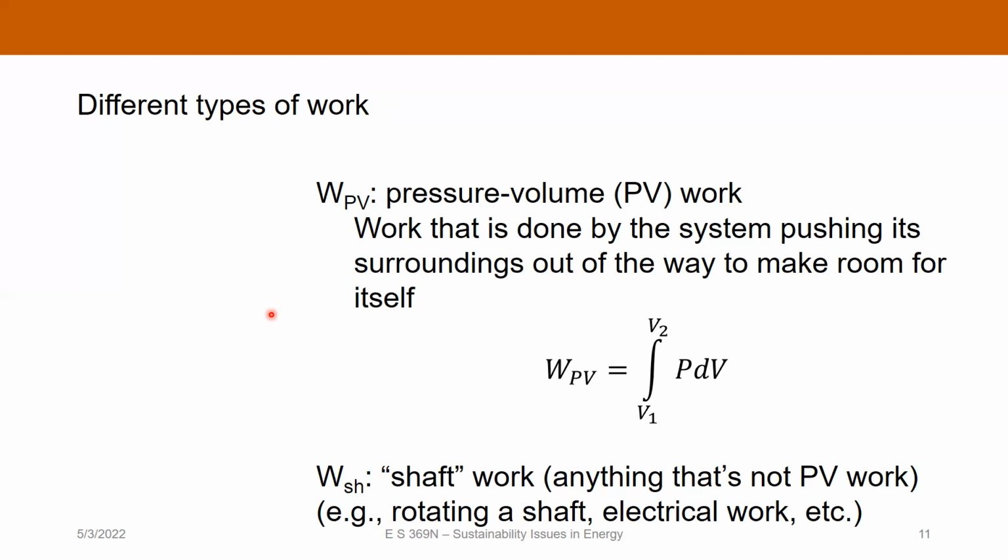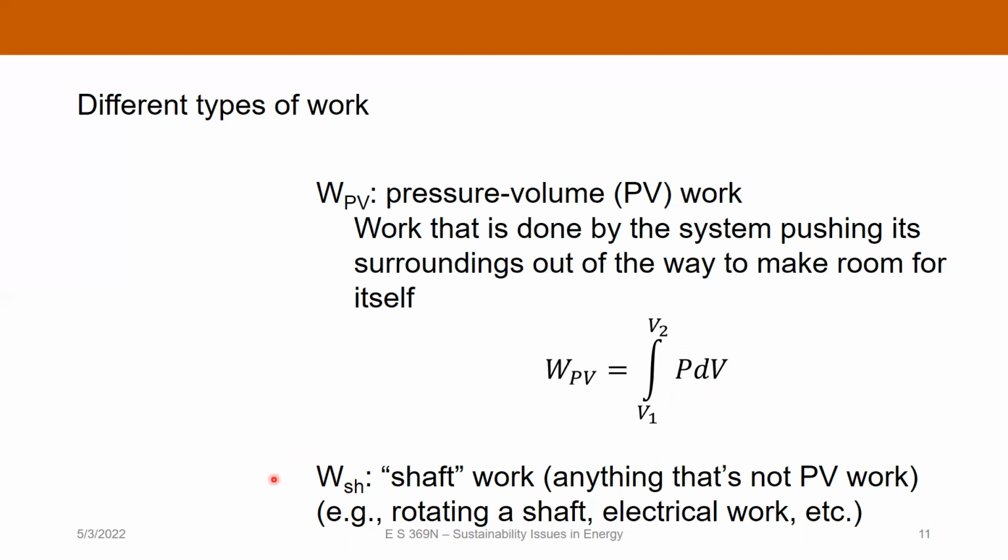Okay. So, think about the Incredible Hulk ripping off his shirt. Okay. He's got to make room. He's doing PV work when he rips his shirt off because he has to make room for those big muscly pecs, right? Okay. So that's PV work. And we can represent that with an integral, that the PV work, you're just integrating over the volume change along a particular pressure path. Okay, so that's all that is.